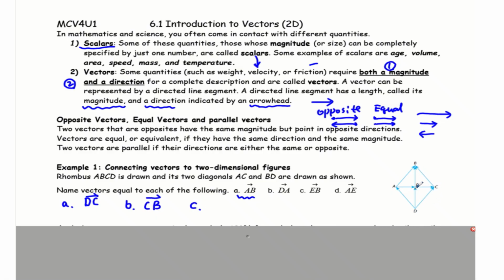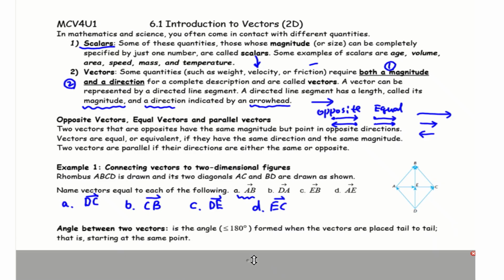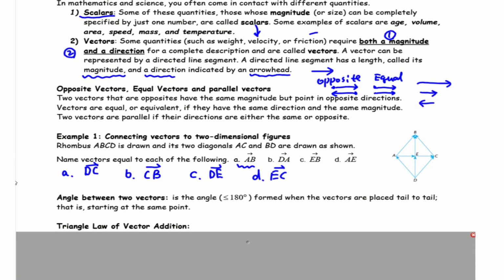For CE, EB is from here to here, so the same magnitude and same direction is D to E. And for the last question, from A to E and E to C are the same magnitude and the same direction. So in order to have two vectors equal, you need two conditions: equal magnitude and the same direction.